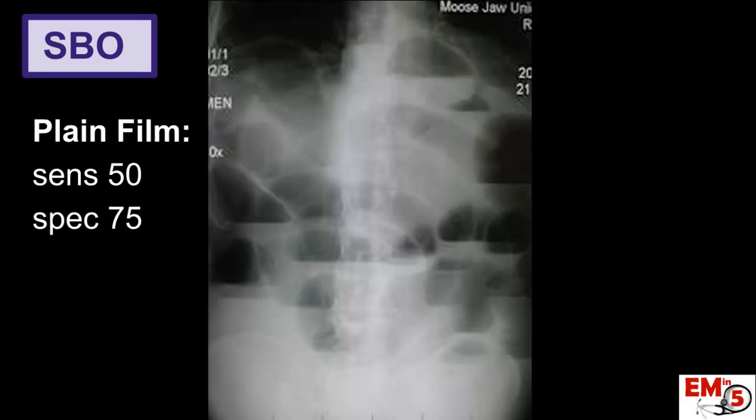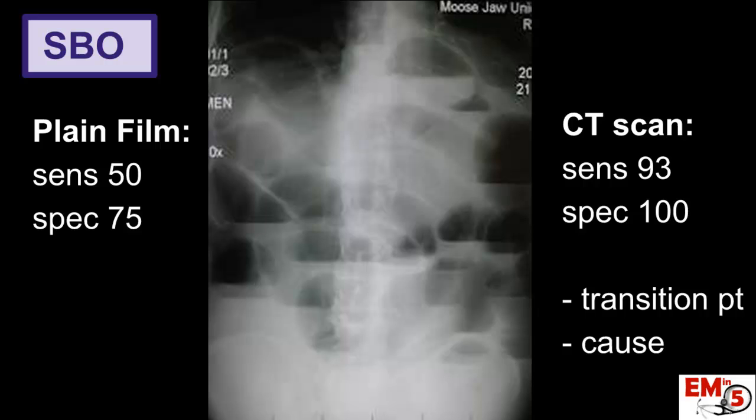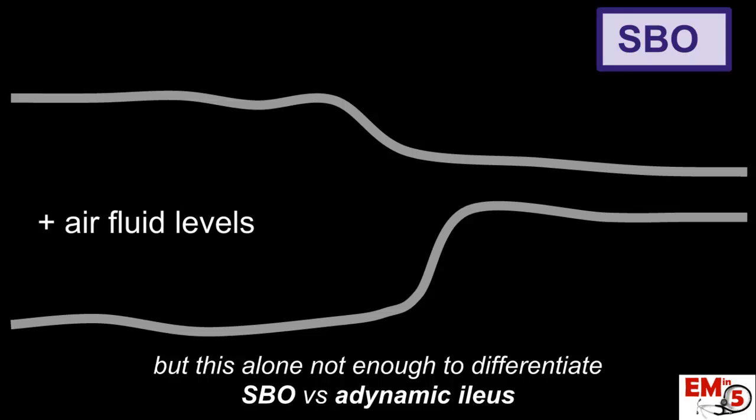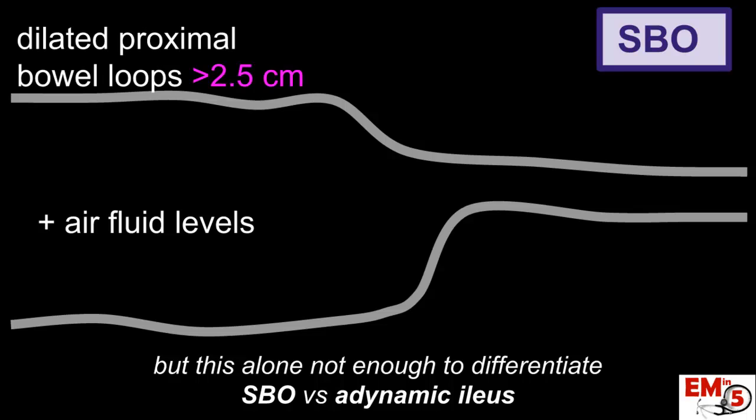So while we do get plain films sometimes to look for air fluid levels, they're really just not that sensitive or specific. So CT scans are the preference here for identifying a small bowel obstruction, specifically because you can also see if there's a transition point and possibly even identify a cause of the SBO. Now, we're all taught to look for air fluid levels, but this alone can't really differentiate between an SBO versus just an ileus. So this is really important.